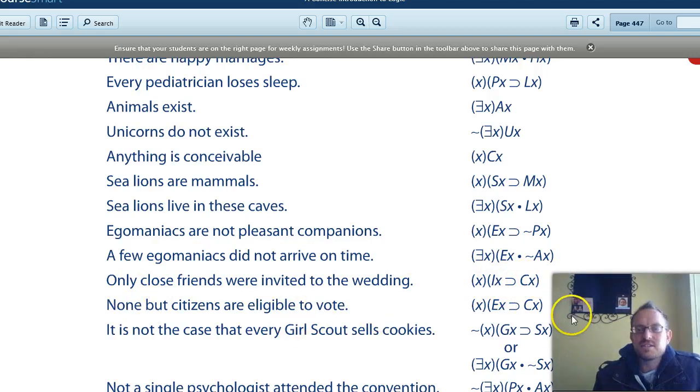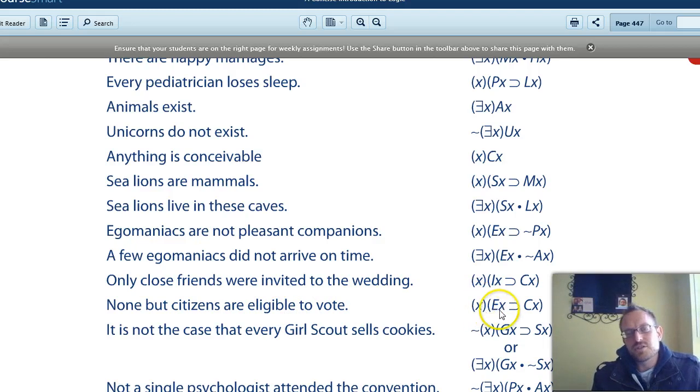None but citizens are eligible to vote, right? Wait a second. The language there is, what does that mean? None but citizens are eligible to vote? It really means that all people eligible to vote are citizens, which is a universal claim, right?